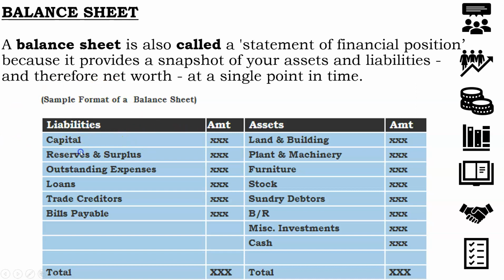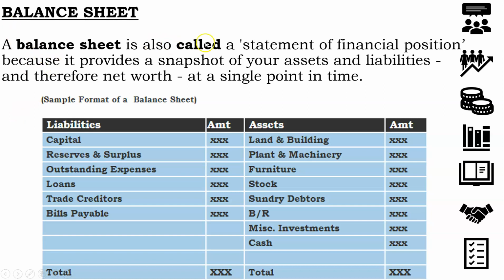Then we have reserves and surplus, sorry, outstanding expenses, loans, trade creditors, bills payable. And on the asset side, we have many assets or items of value, including cash. So this is it. Let us go through the definition of balance sheet.